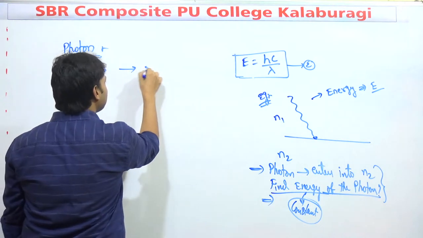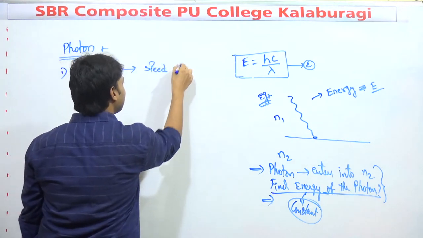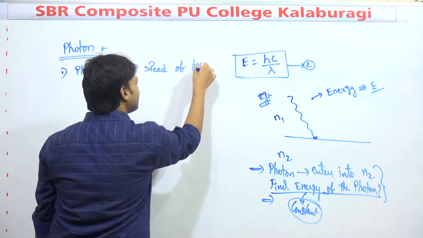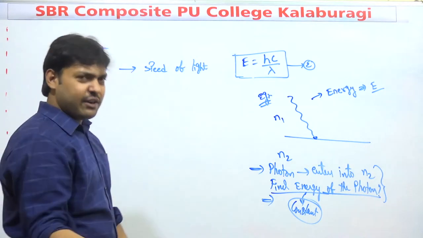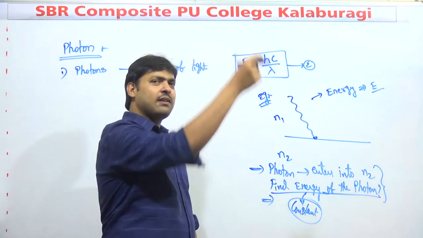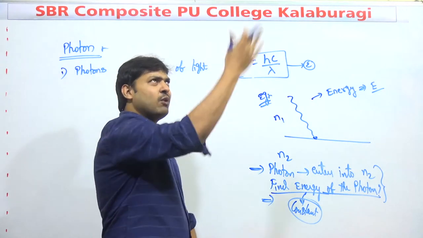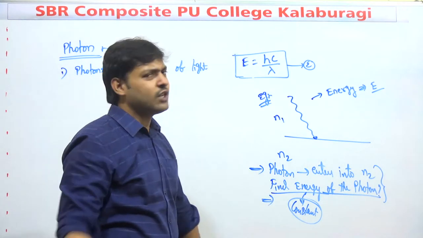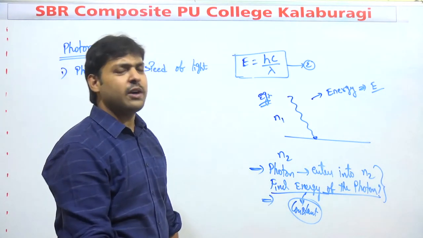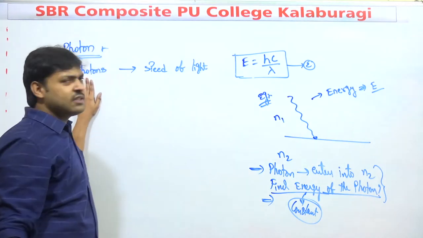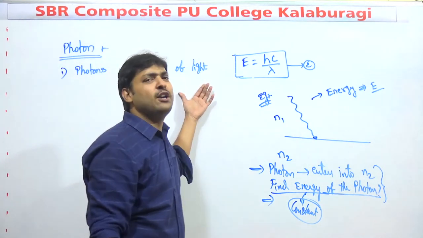Photons will move with the speed of light. Yes or no? Why? Light is a stream of particles, and that particle is the photon. So if light is moving with 3 into 10 to the power 8 meters per second, photons will also move with 3 into 10 to the power 8 meters per second. Right? So photons will move with the speed of light.